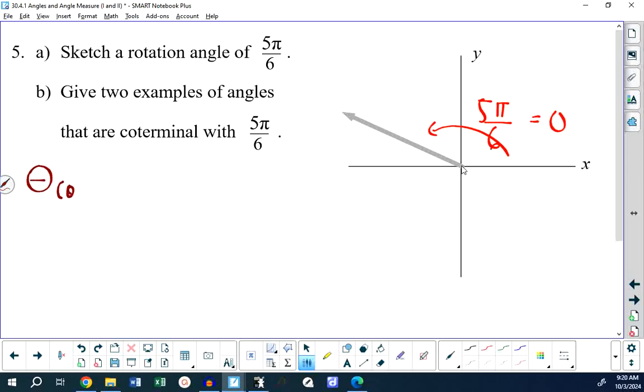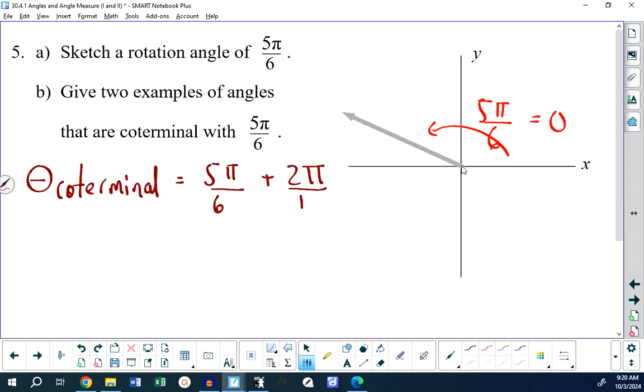Coterminal angles, well, a coterminal angle would be 5 pi over 6 plus a full revolution. But now we're thinking in terms of 2 pi. Well, we want to simplify that. And if this were not trigonometrically related, I would have said you need to find a common denominator and work with fractions. And that's what we're going to do, but we're going to do it differently. If we want to add to 5 pi over 6 a full revolution, we need to add 12 pi over 6. Because a full revolution is 1, 2, 3, 4, 5, 6, 7, 8, 9, 10, 11, 12.